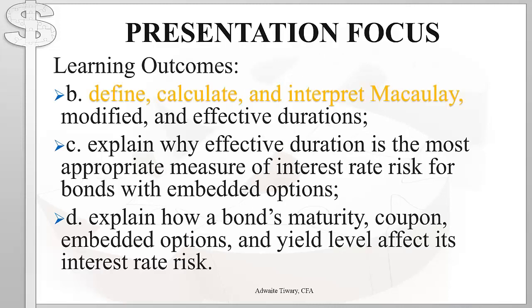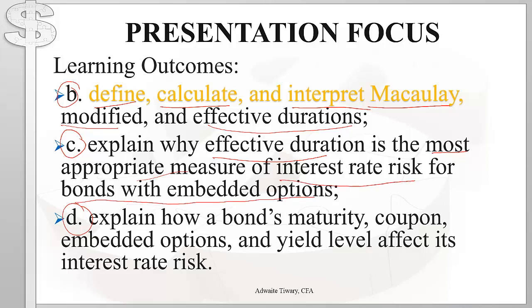In this video, we define, calculate, and interpret the Macaulay duration. In subsequent videos, we continue our focus on learning outcomes B, C, and D of the curriculum and look at the modified and the effective durations. We explain why effective duration is the best measure of interest rate risk for bonds with embedded options, and we explain how different factors such as a bond's maturity and coupon affect its interest rate risk.